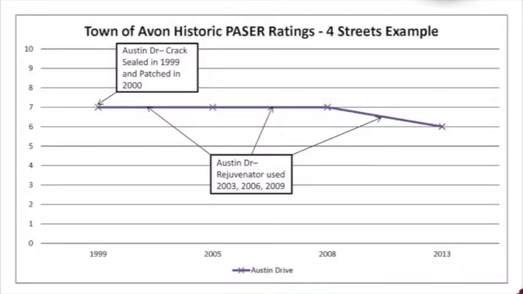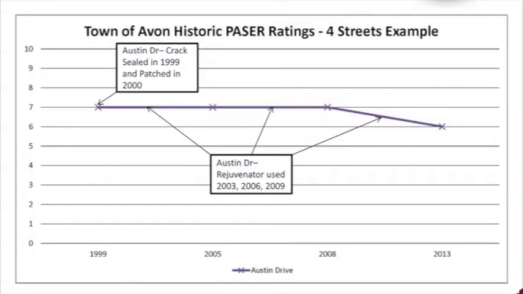Now this roadway, Austin Drive, I find incredibly insightful when you look at the line graph for Paiser rating on it. This roadway was never overlaid. In 1999, we found the roadway at a 7. It needed a little bit of TLC basically, so it was crack sealed in 99 and it was patched fairly well in 2000. But the roadway had Rejuvenator used on it in 2003, 2006, and 2009. It was actually put on more often than what we had used in the past.